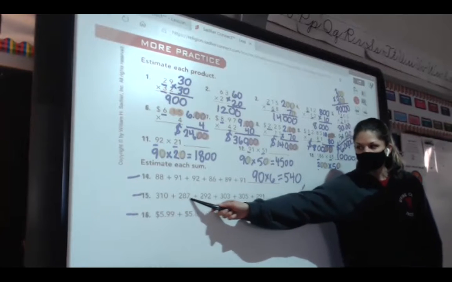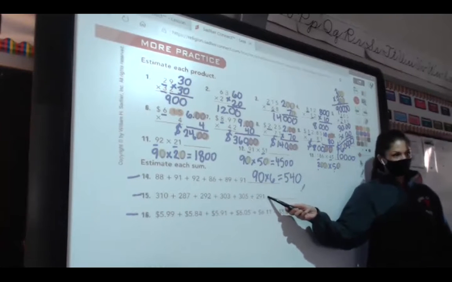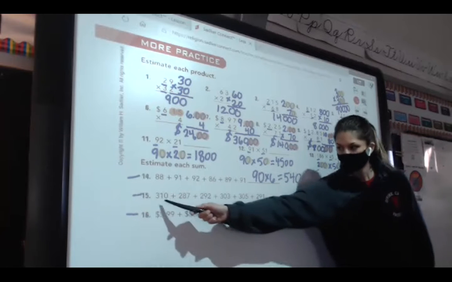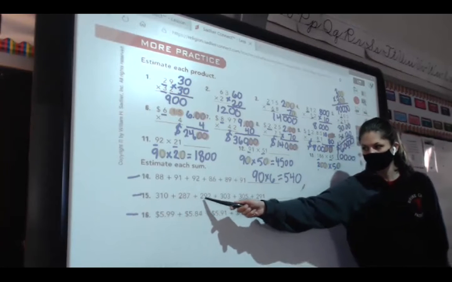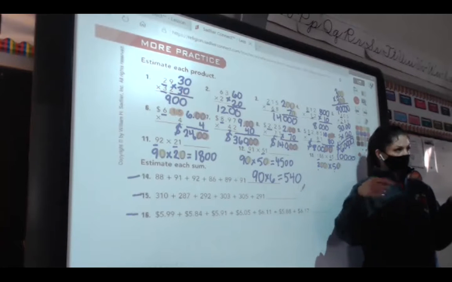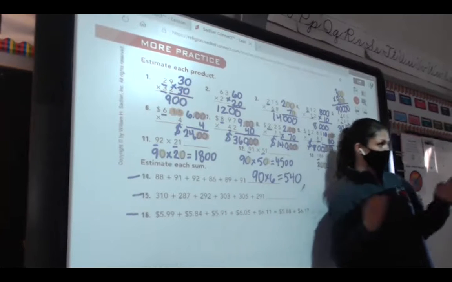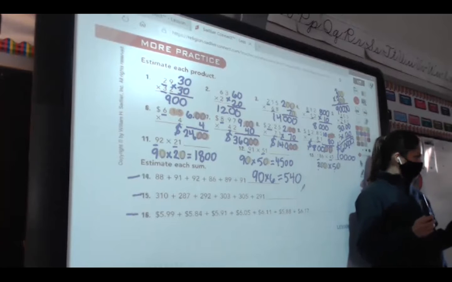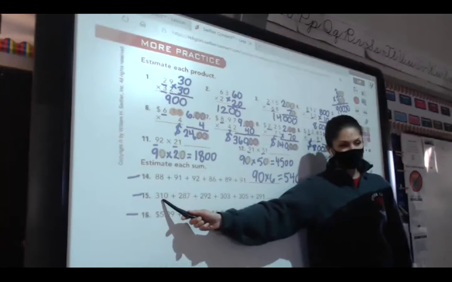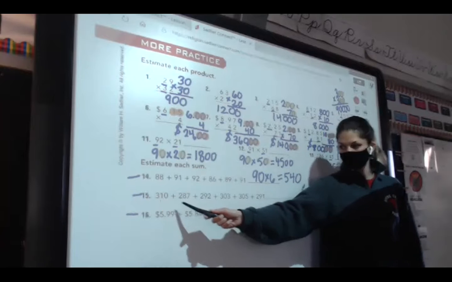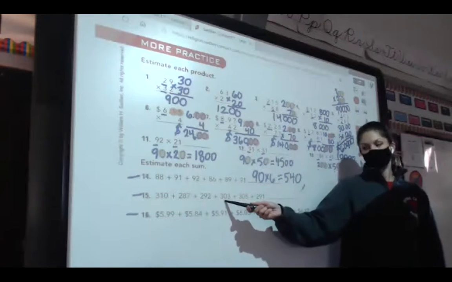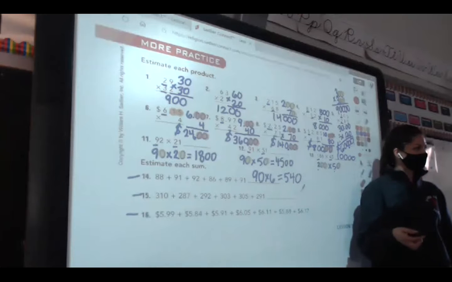Let's see. Scan through these numbers on number 15. Look at their greatest place value. 300, 200, 200, 300, 300, 200. Round them to their greatest place value. Are they closer to 200 or 300? Take a look. What would 310 round to? 300. What would 287 round to? 300. 300. 300. How many 300s?